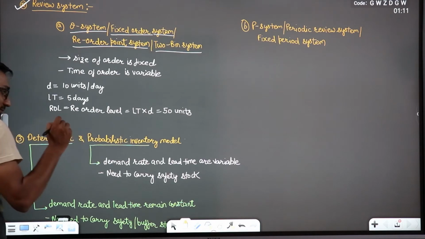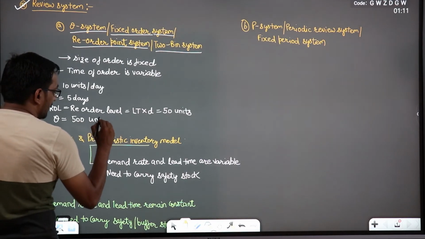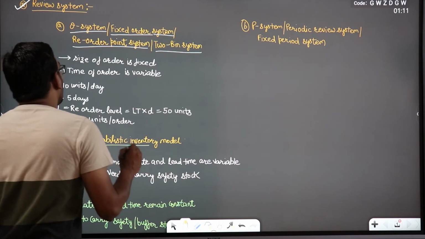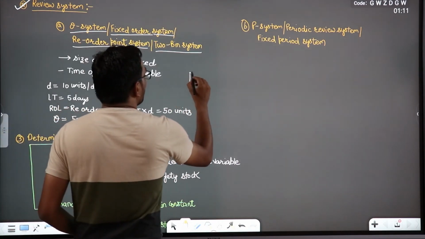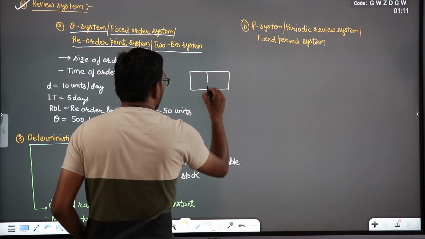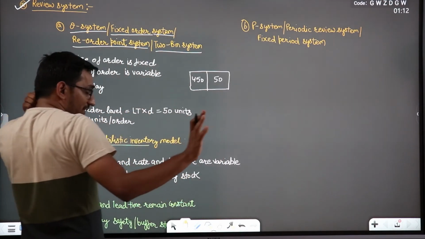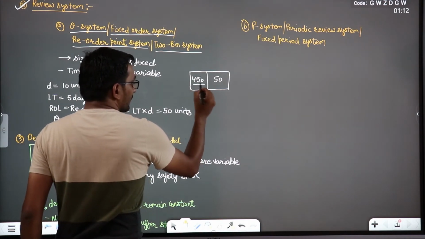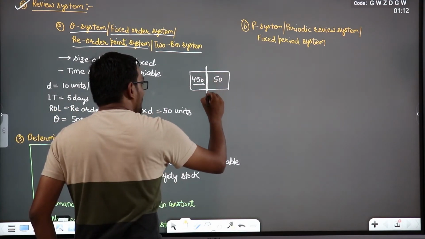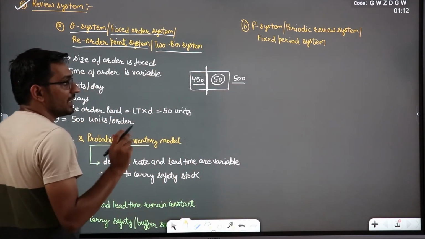Now suppose the order quantity is, let us say, 500 units per order. This is fixed, 500 units per order. So in the Q system you can think like this: you have two bins, in the first bin you have 450 units, in the second bin you have 50 units. When these 450 units are consumed, you place an order, and meanwhile you consume these 50 units, and after 5 days you will get another 500 units.